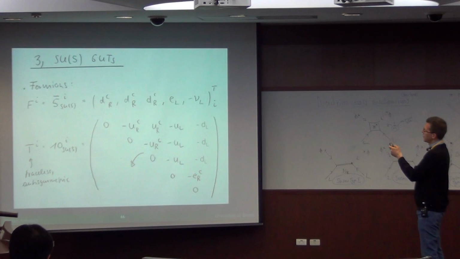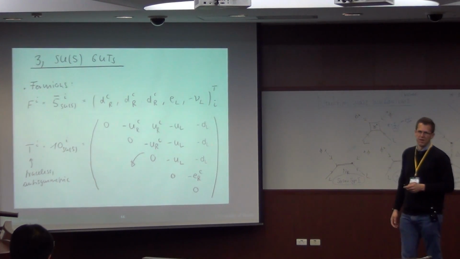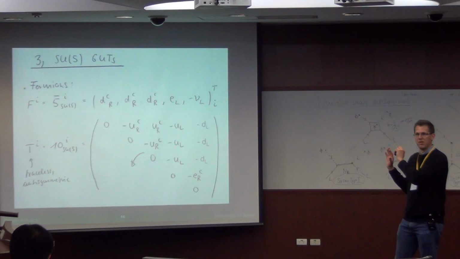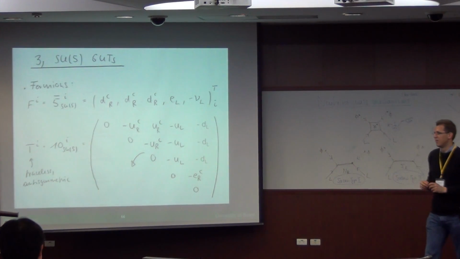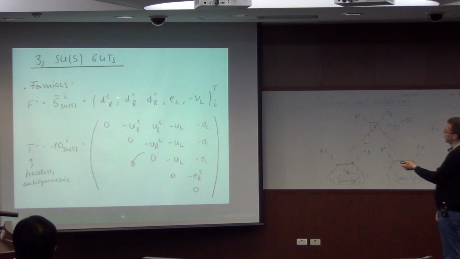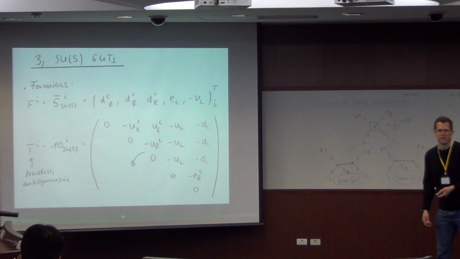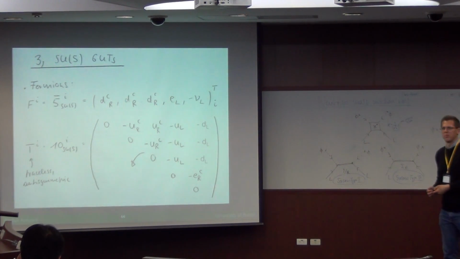And you can embed the standard model fields into SU(5) in the following way. There's also another option called flipped SU(5), but I will stick here to the most basic SU(5) theory. So we have the three colors of right-handed down fields here, and you have the lepton doublet embedded here in this way. Okay? This is a 5-bar representation of SU(5). It's the complex conjugate of the fundamental representation.